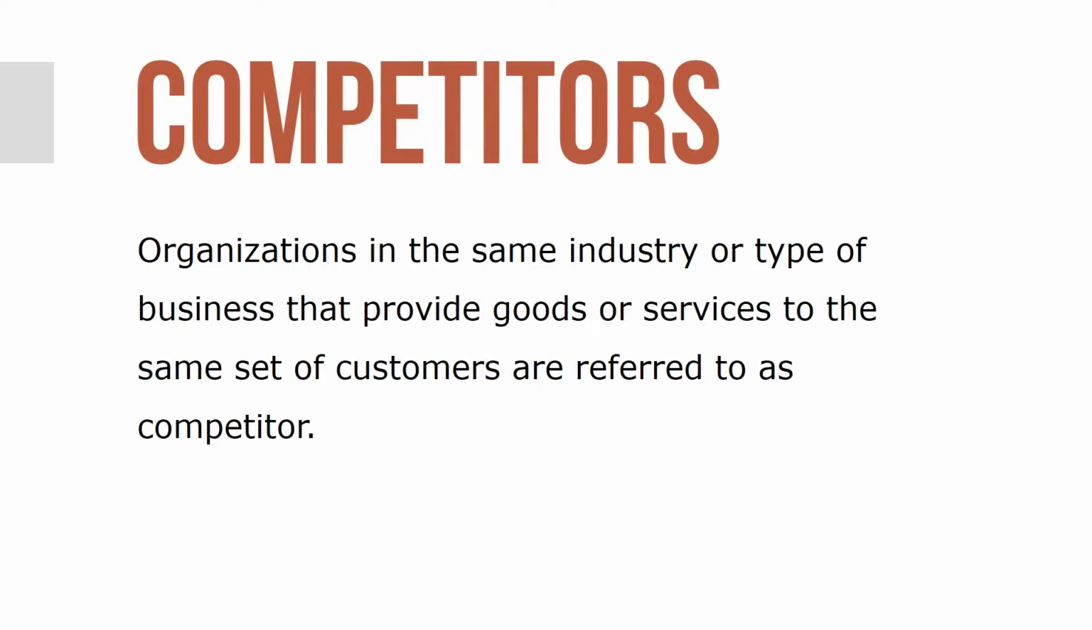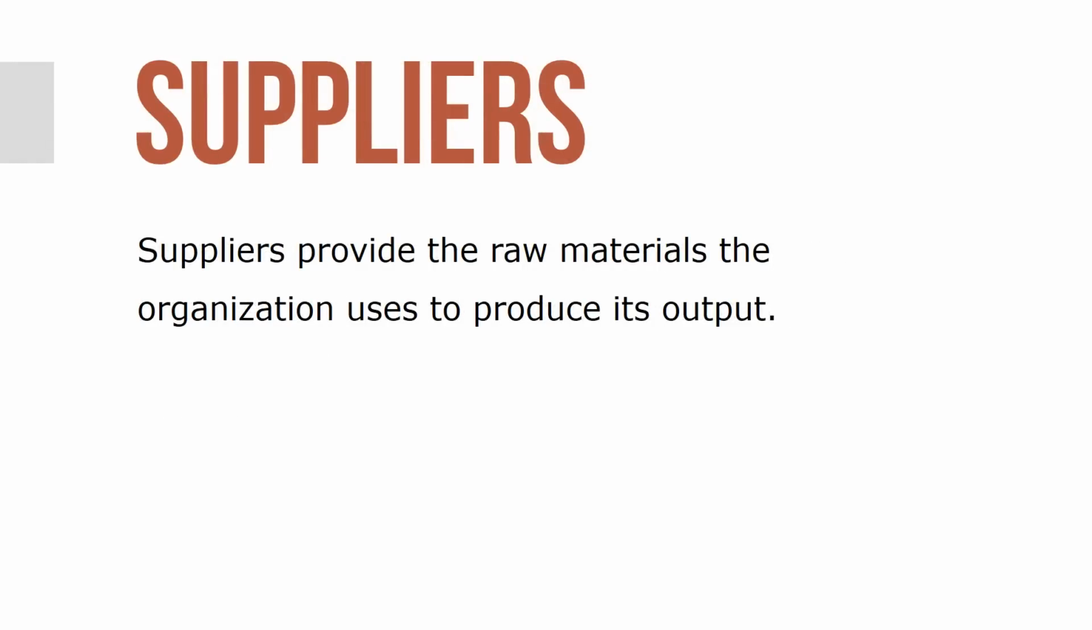Organizations in the same industry or type of business that provide goods or services to the same set of customers are referred to as competitors. Competitors are constantly battling for loyalty from the same group of individuals. Suppliers provide the raw materials the organization uses to produce its output.